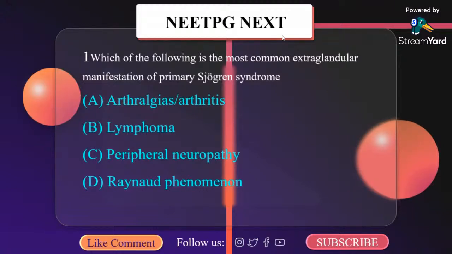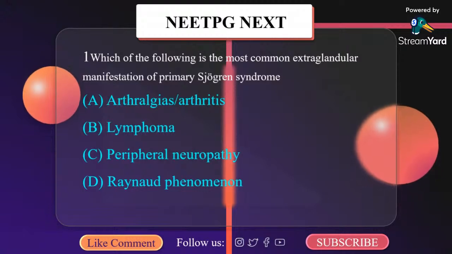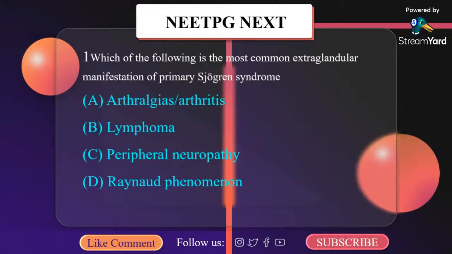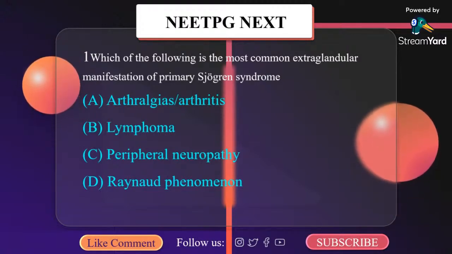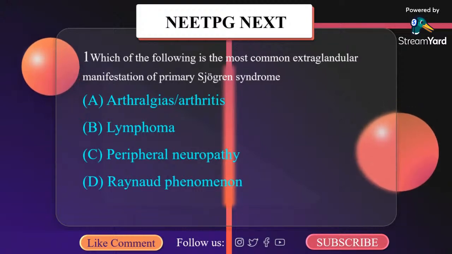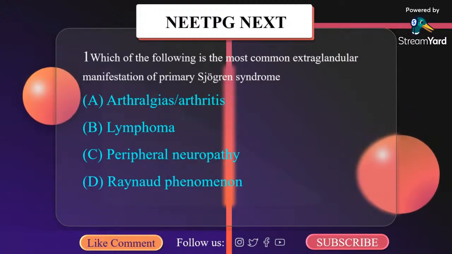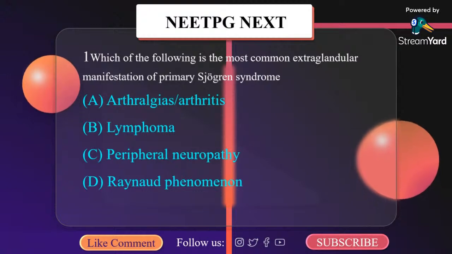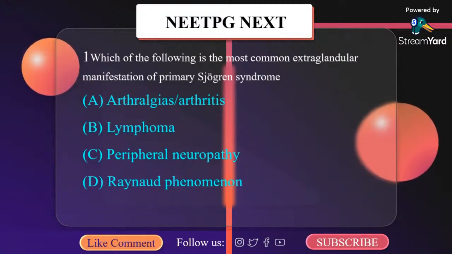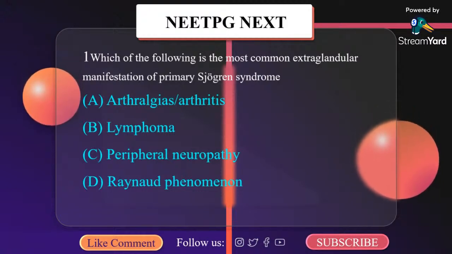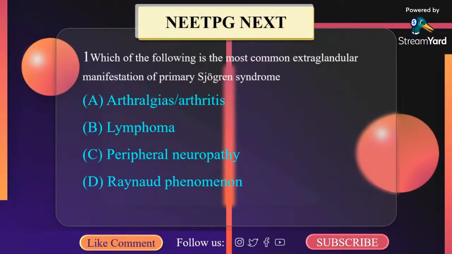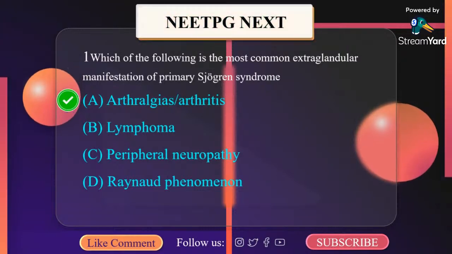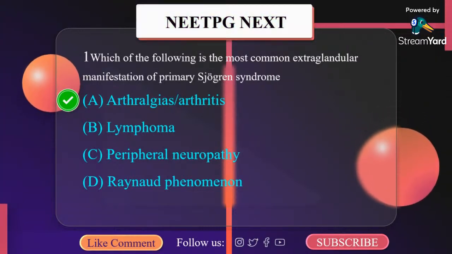Which of the following is the most common extraglandular manifestation of primary Sjogren's syndrome? A. Arthralgia, arthritis. B. Lymphoma. C. Peripheral neuropathy. D. Raynaud's phenomenon. The correct option here is arthralgia, arthritis.